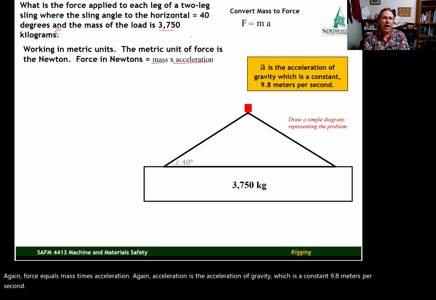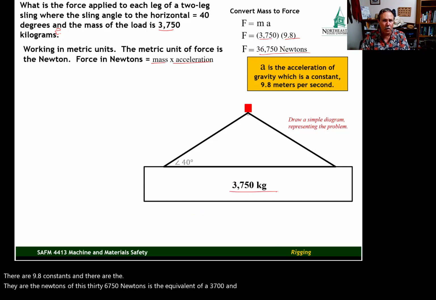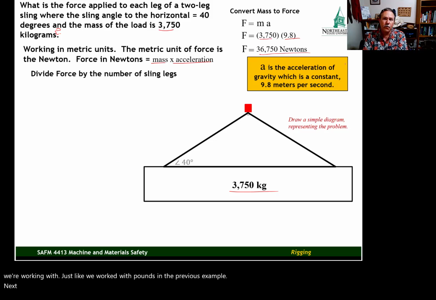Go ahead and plug in our mass, which is 3,750, then our 9.8 constant, and there are the newtons. This 36,750 newtons is the equivalent of 3,750 kilograms for our purposes, and that's what we're working with, just like we worked with pounds in the previous example. Next step, divide this force by the number of sling legs. We have 2 sling legs.